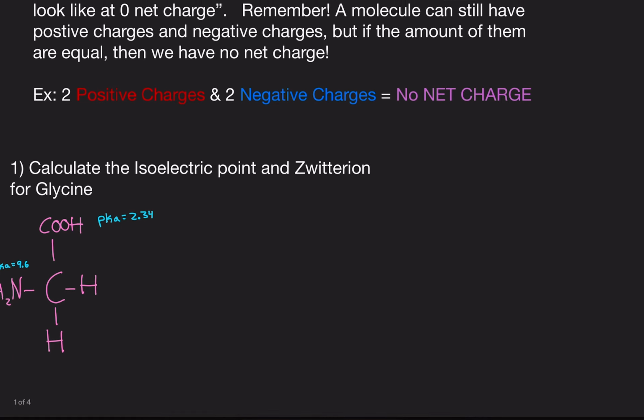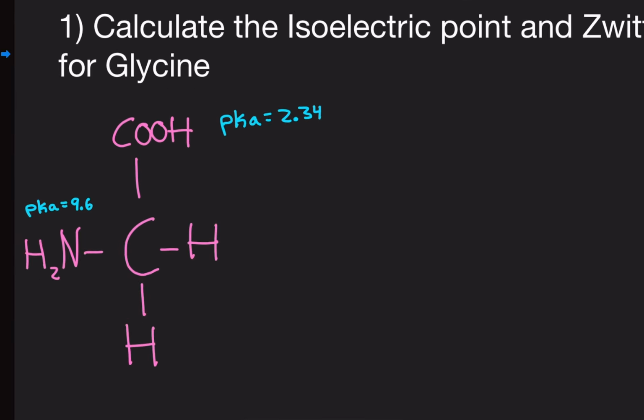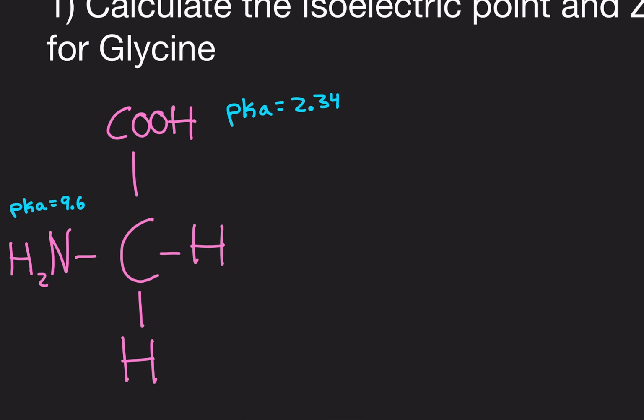So first, let's do glycine. Calculate the isoelectric point and Zwitterion for glycine. Glycine is the easiest amino acid, so I thought this would be the best place to start. And then the next amino acid is going to be histidine, which is a little bit harder. So the first step you need to do is draw glycine. Glycine has that alpha carbon, carboxylic acid group, the amino group, and the R group, which is a hydrogen.